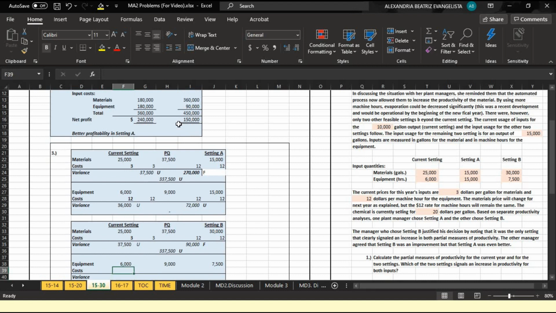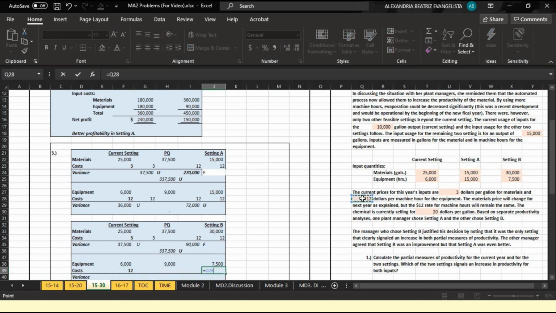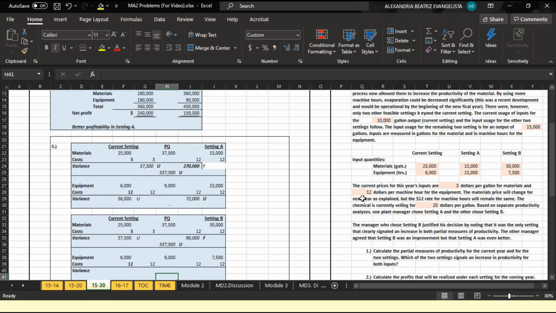And let's input the costs. So for current settings, that is $12. And then for setting B, that is $12 as well, because there's no change whatsoever. And then we're going to split the costs under PQ. There you go.